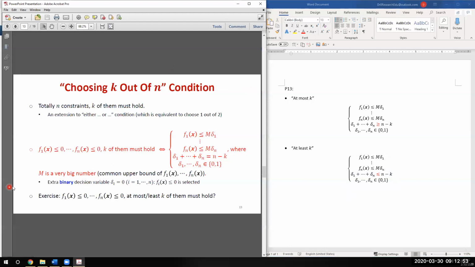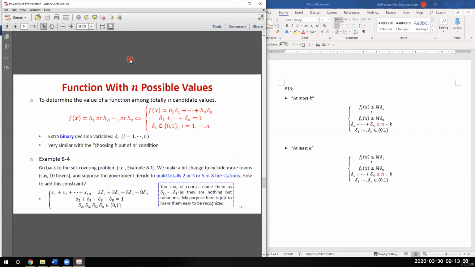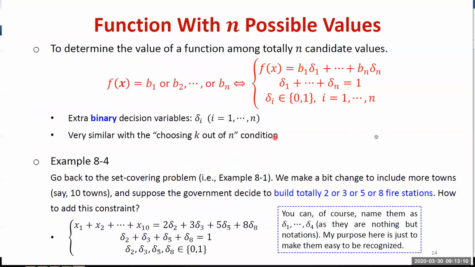All this is about the logic. The important thing is that you need to know that here delta i equal to 0 means that constraint i is selected, not equal to 1, as we usually use. Any questions? No? Okay, let me make it bigger.